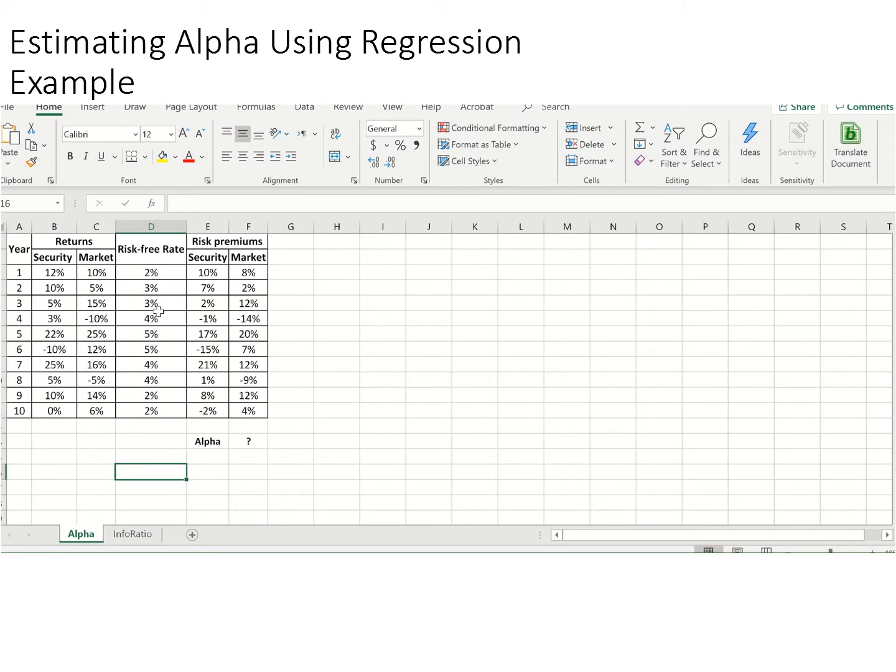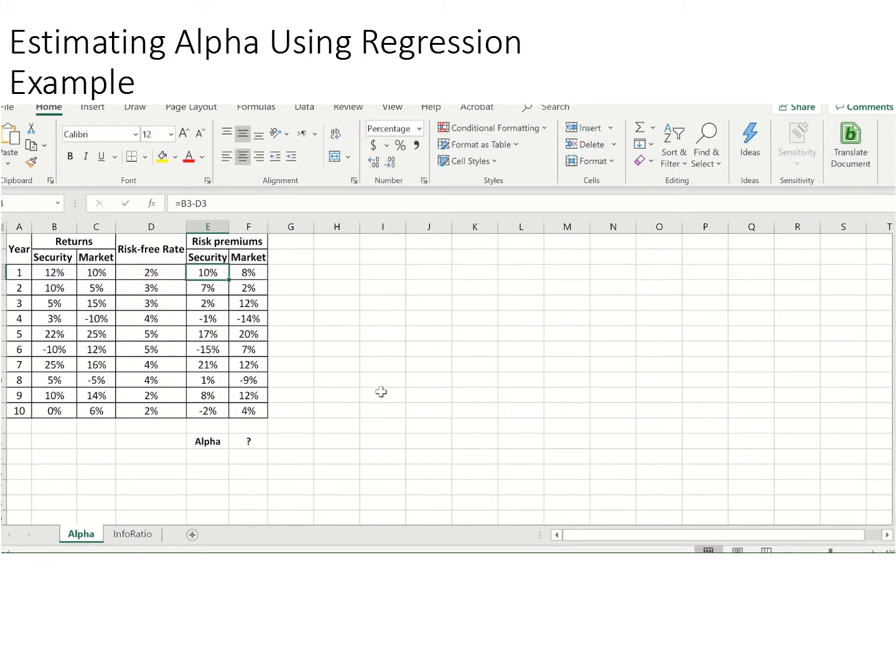Okay, here is the Excel file I mentioned. Here is the information. You have the year, the market returns and the security returns as you see here, and also the risk-free rate for these 10 years. The first step, as I mentioned, is to calculate the risk premiums. We know the security risk premium is the return for the security minus the risk-free rate. So 12% minus 2% should give you 10%.